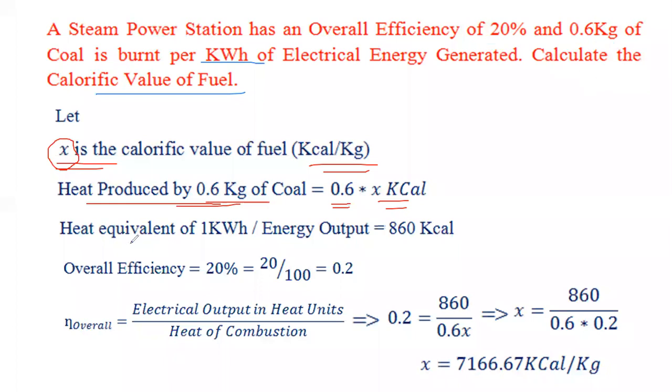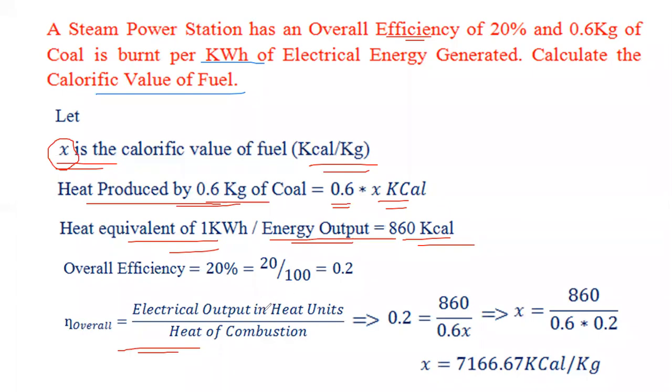Now the heat equivalent of 1 kilowatt hour, that we already know is a constant value. The energy output is nothing but the 1 kWh, and the value of 1 kWh is 860 kilocalorie. Again here the overall efficiency given is 20%, that is 20 by 100, 0.2. And what is the formula for overall efficiency? Output with respect to the input. Output is the electrical output in heat units, with respect to the input, which is the heat of combustion.